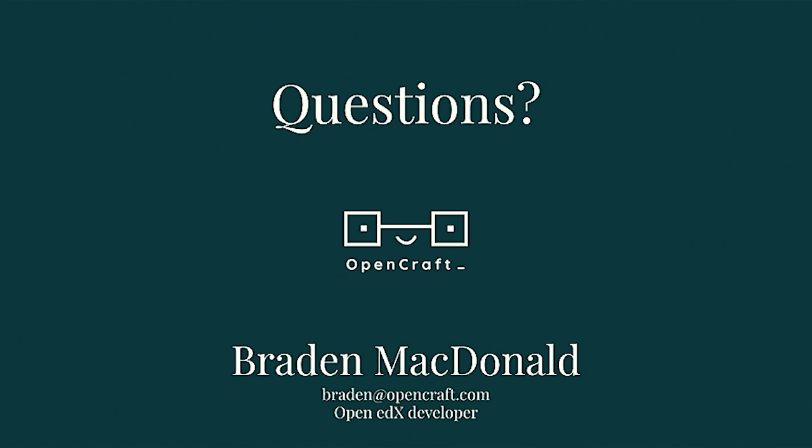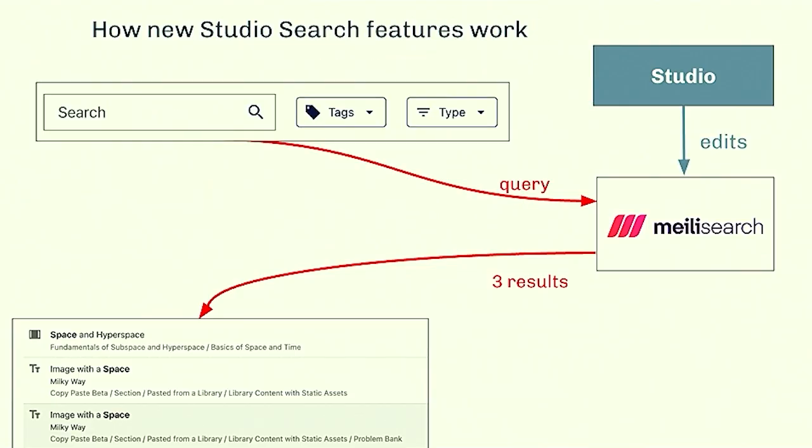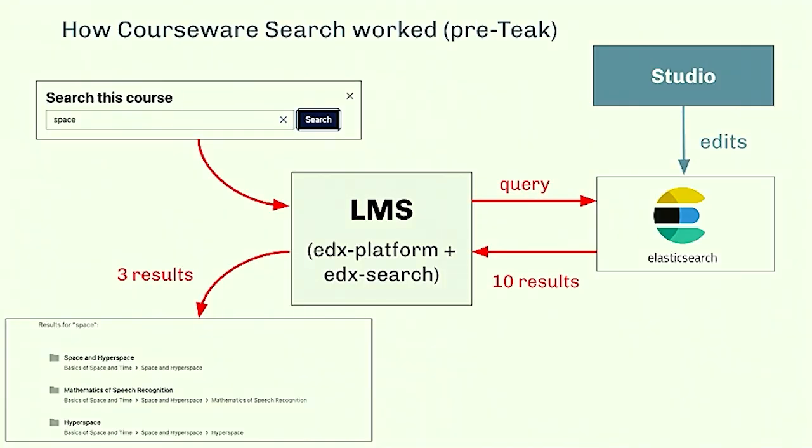Okay, I have a quick question. You say that in Teak we grab the permissions from Studio, we don't pass through the LMS, right? I remember the two diagrams you showed, the first one with Elasticsearch and the LMS, and then you only use the Studio permissions. Is that available right now in Teak?